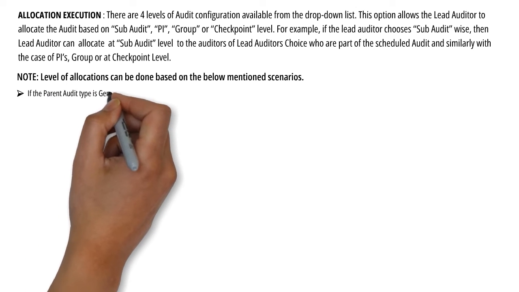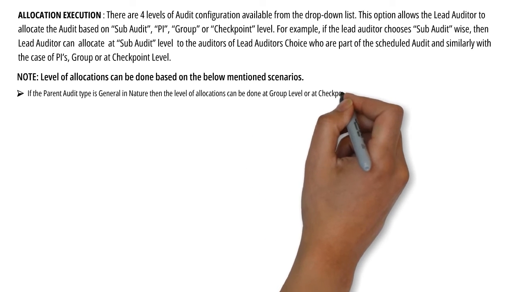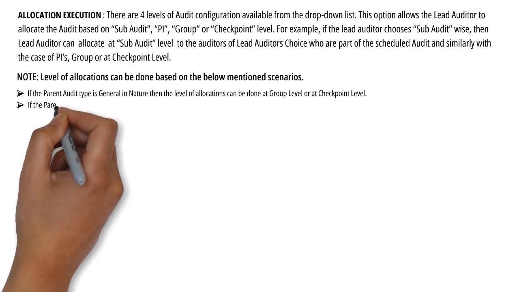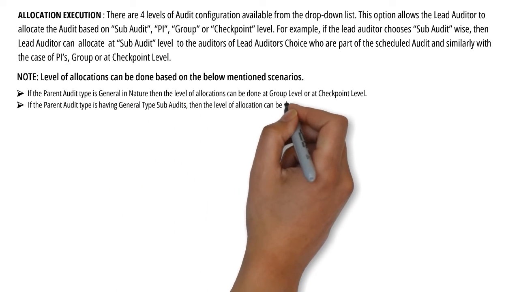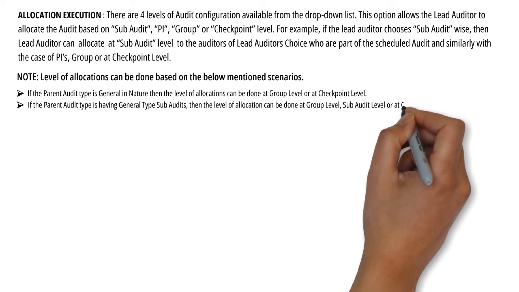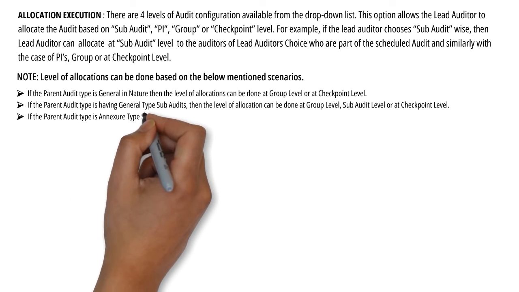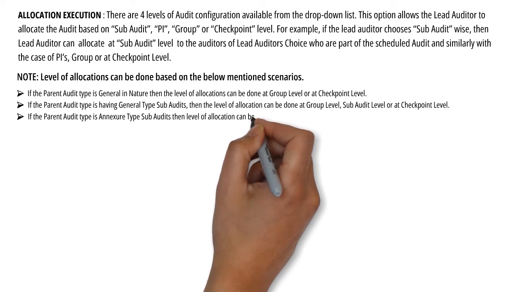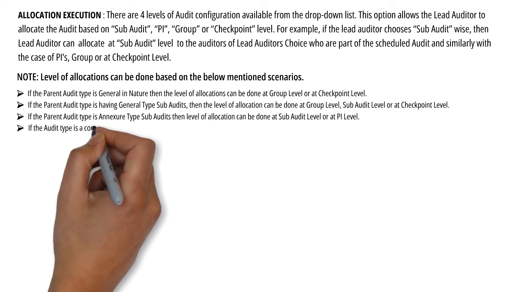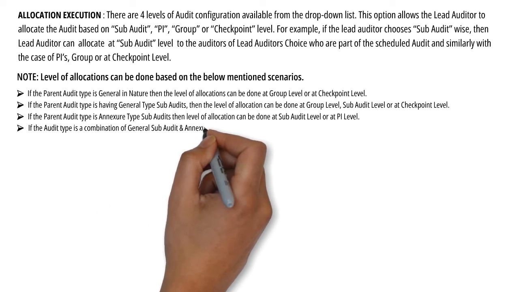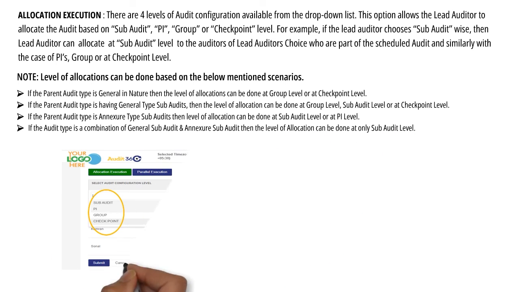If the parent audit type is general in nature, then the level of allocation can be done at group level or at checkpoint level. If the parent audit type has general type sub-audits, then the level of allocation can be done at group level, sub-audit level, or at checkpoint level. If the parent audit type has annexure type sub-audits, then the level of allocation can be done at sub-audit level or at PI level. If the audit type is a combination of general sub-audit and annexure sub-audit, then the level of allocation can be done at only sub-audit level.